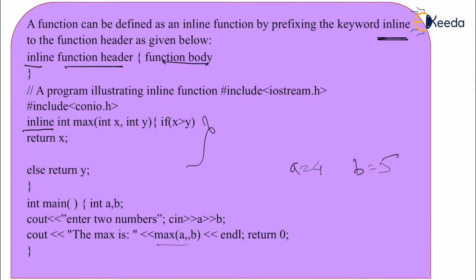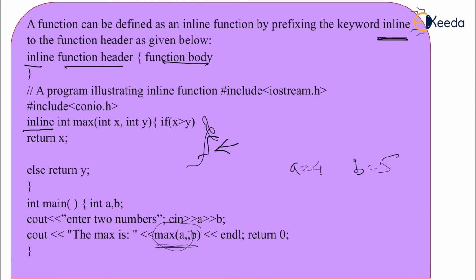When this function gets called, the compiler does not need to switch from here to here. Why? Because at the time of compilation, the code of this function is already copy-pasted over here. That means the execution time is reduced, because you don't need to switch from here to there, execute the code, and then come back with a return value. So you can do this with an inline function.